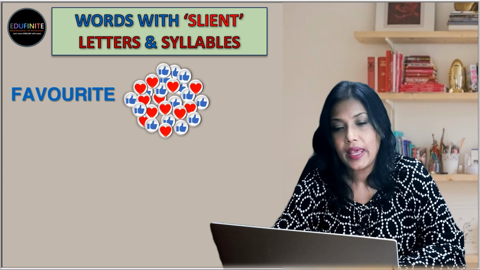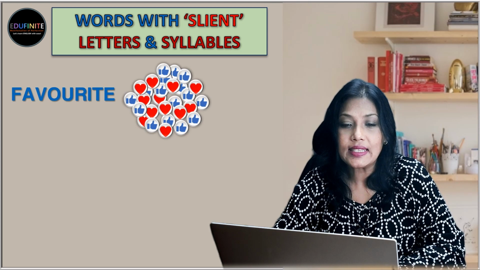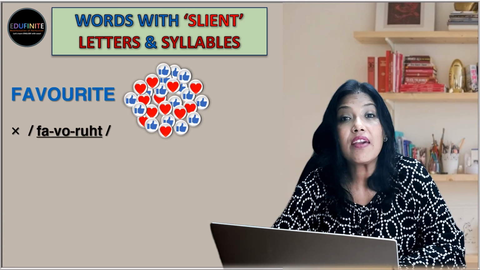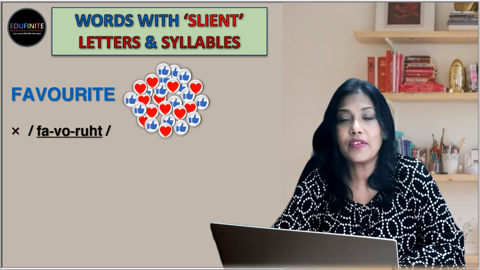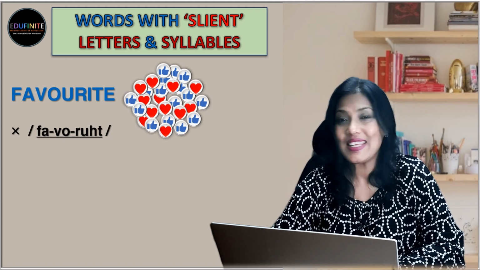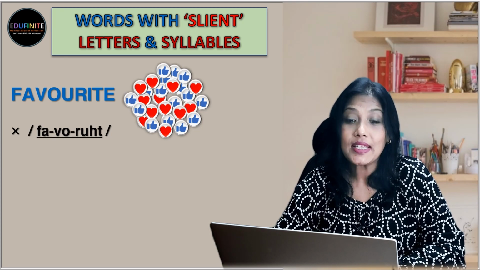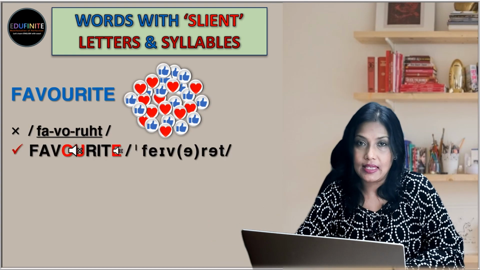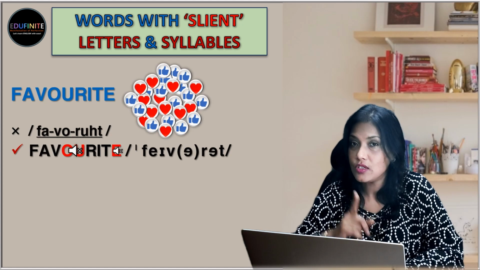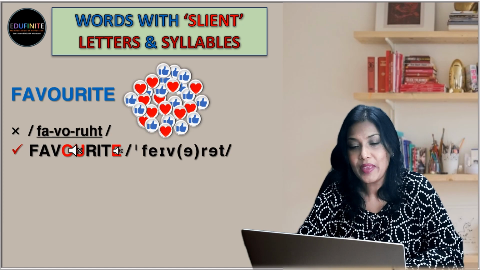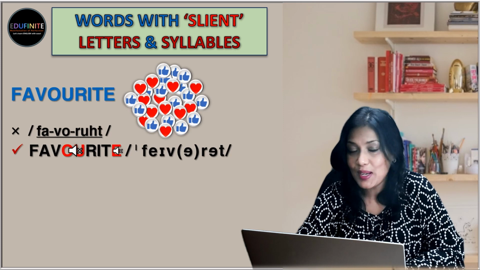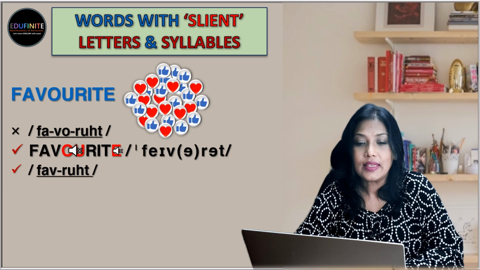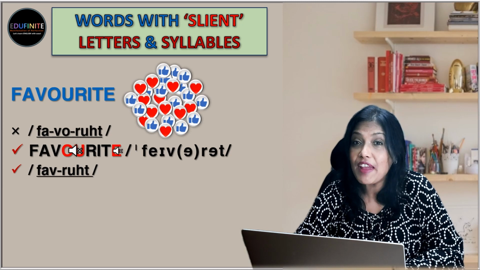F-A-V-O-U-R-I-T-E. Well, this word is sometimes pronounced according to the spelling as favorite. It's a favorite word. No, it's not a favorite word. What is it? It's the O and U and the E at the end. These are the silent letters. You can't pronounce them. So, what's the pronunciation like? Well, it's favorite.